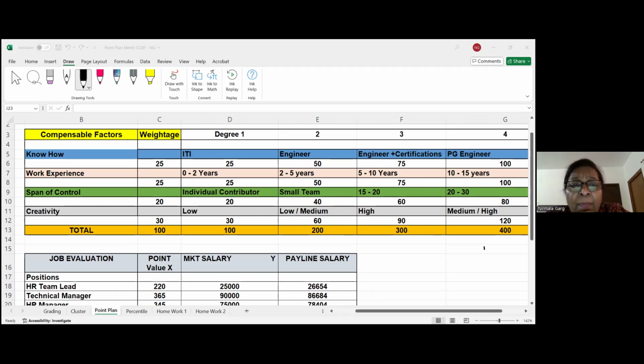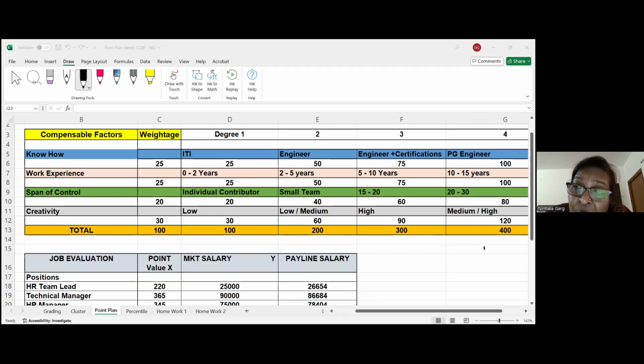Just like this example I gave you, say, a project manager. I can say project manager, engineer with certifications, 75 points. But work experience only 2 to 5 years, I'll give only 50. And here, a small project manager, but he's only doing 1-2 projects, a small team, not large teams, so only 40 points. And in this project, not much creativity, so I'll only give 60 points.